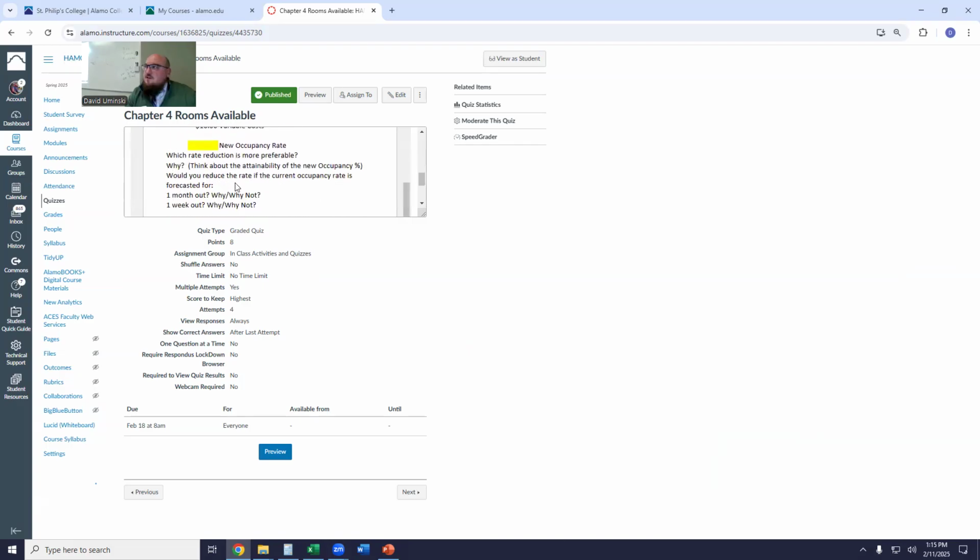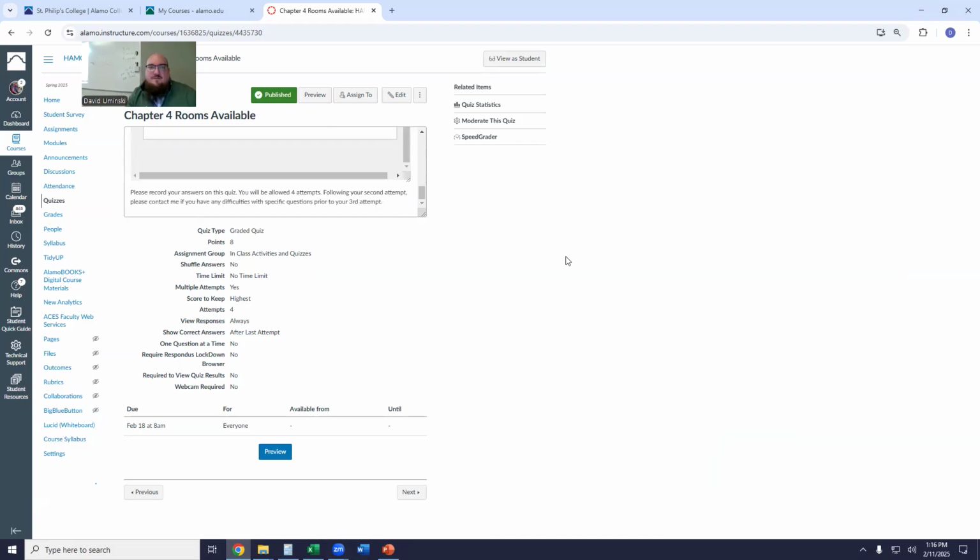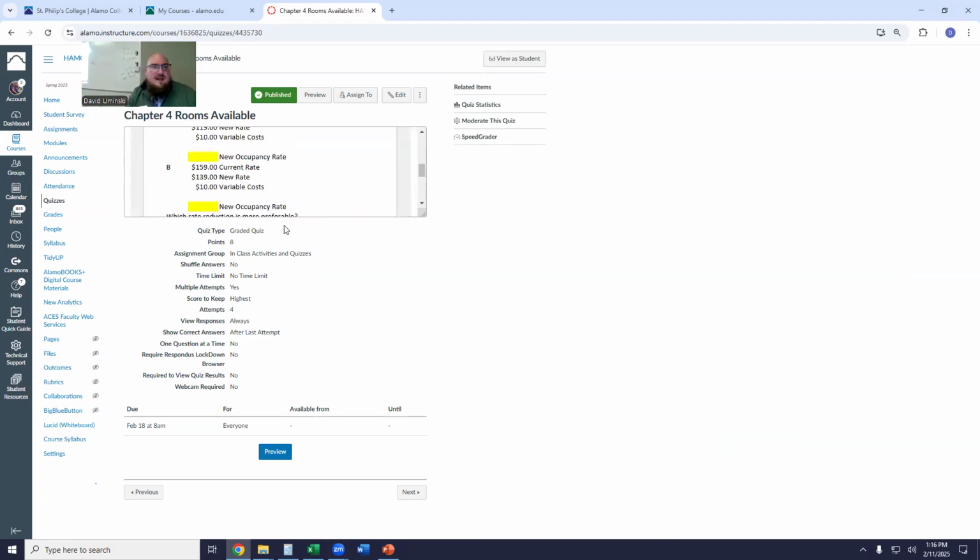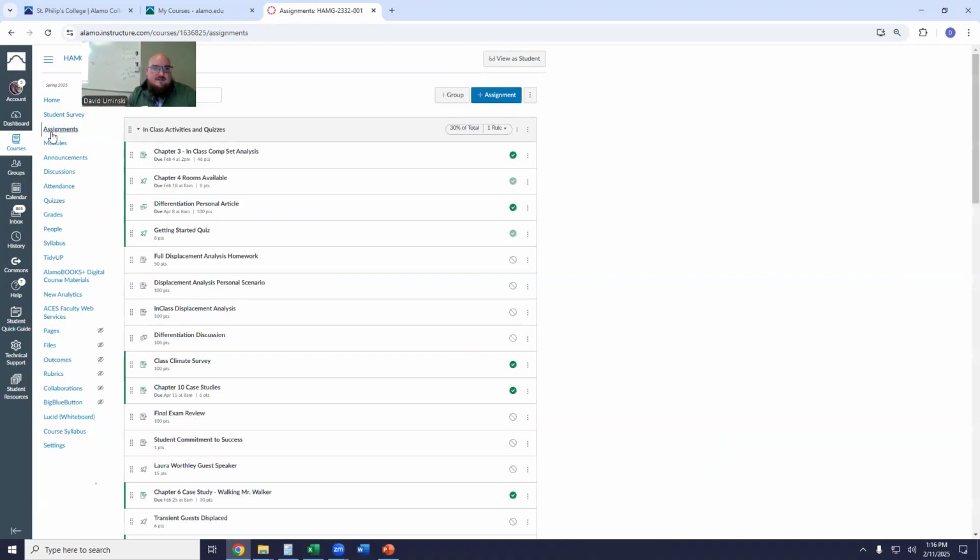Questions, comments, concerns? The last question is gonna ask you 2 different scenarios of identical net revenue. And then which one, if you forecasted 1 month out and forecasted 1 week out, which rate change would you opt for based on that forecasted time period? Okay. So that is that one. And then let's do identical net revenue.